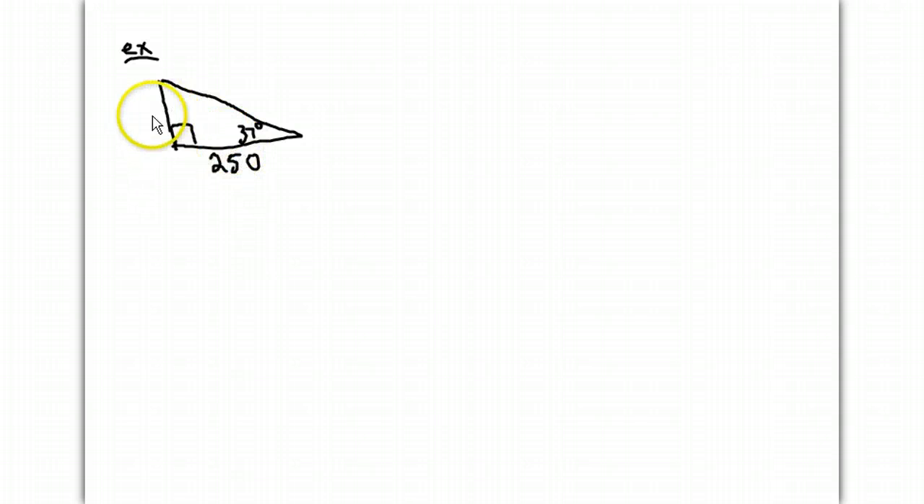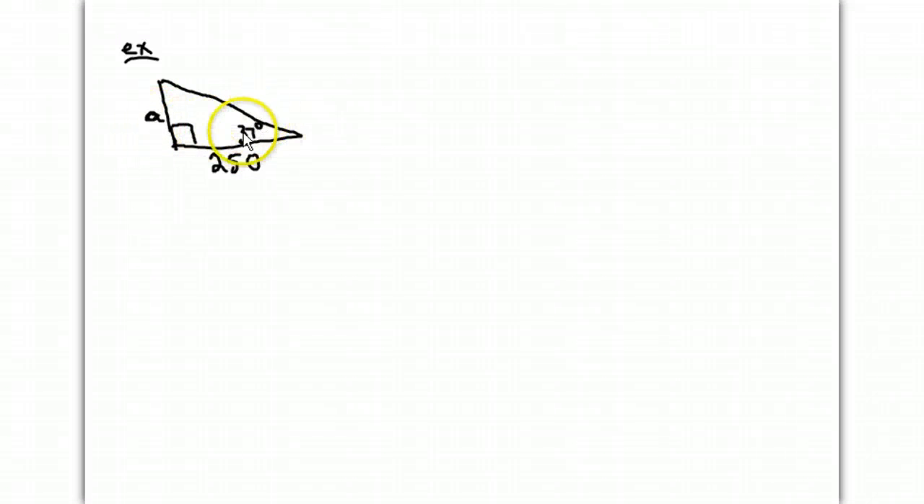So let's say they give us an example where they give us a triangle, and this triangle is a 90-degree triangle, so it's a right triangle, and our theta this time they give to us is 37 degrees, and they just give us one side, which is 250, and they expect us to find the side labeled A. So we need to know how to calculate A.